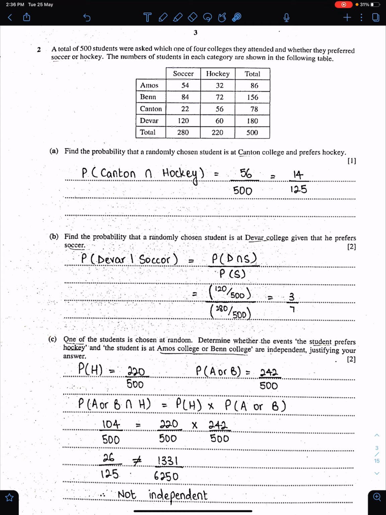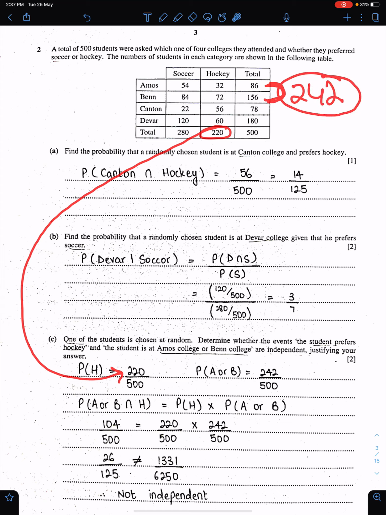Part C. One of the students is chosen at random. Determine whether the events the student prefers hockey and the student is at A college or B college are independent. So prefers hockey. There are altogether 220 students who prefer hockey. So the probability of H is 220 upon 500. A or B college. So this means 242. There are 242 students. So 242 upon 500.